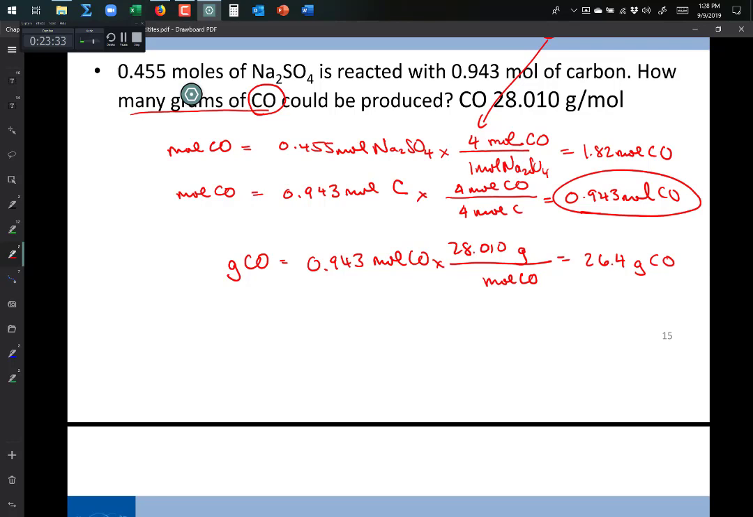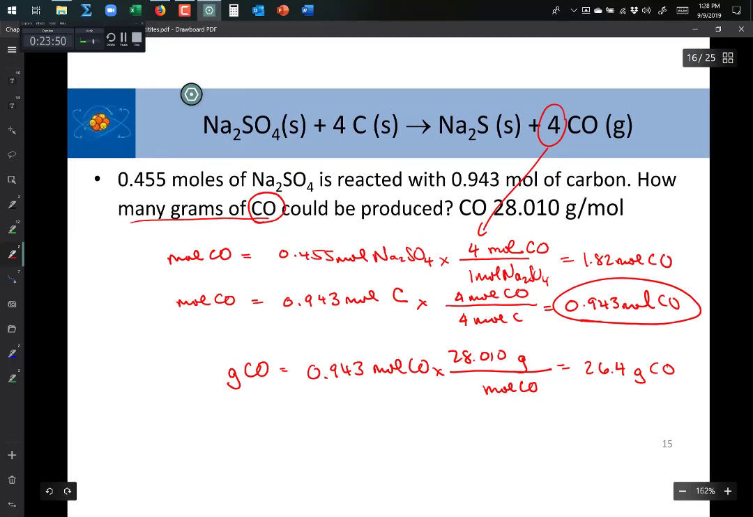Okay, so the question was, why didn't we use the 1.82? Somebody want to tell me? Because then we run out of CO, so you cannot make 1.82. Yes. So think about it like this. As this reaction's going, I have this reaction that's up here. 4 carbons get used, 1 sodium sulfate gets used.